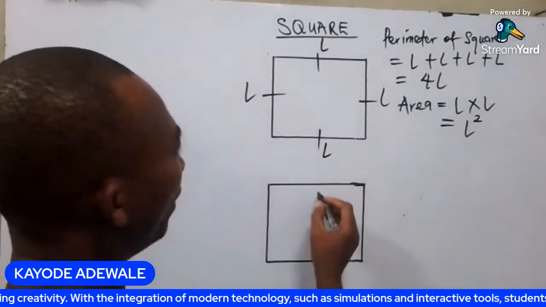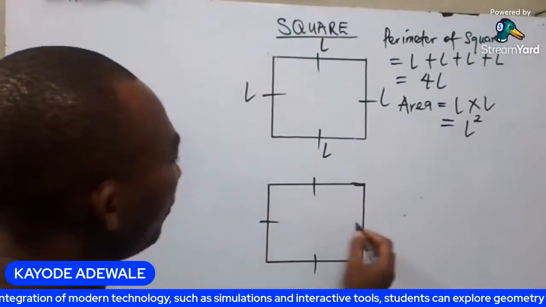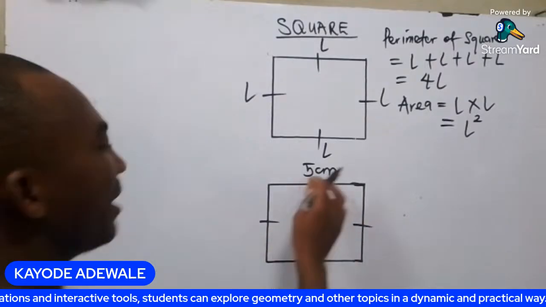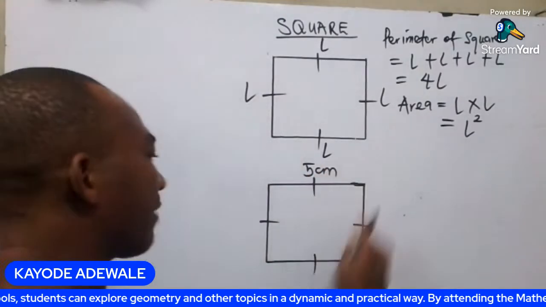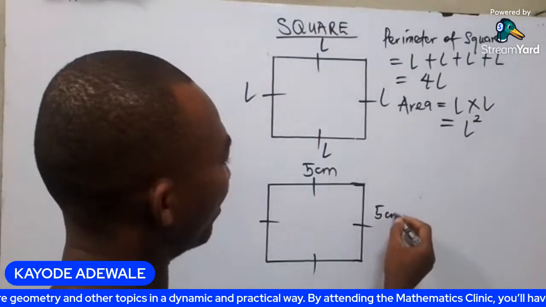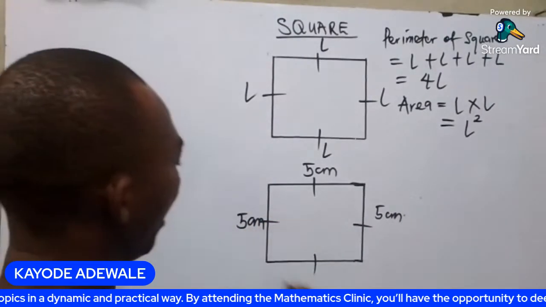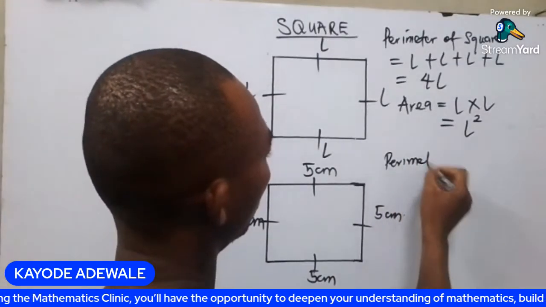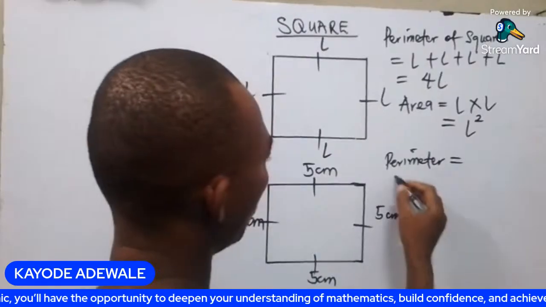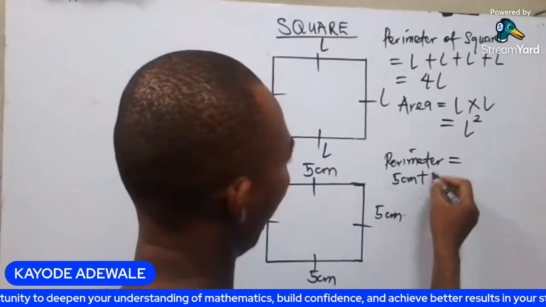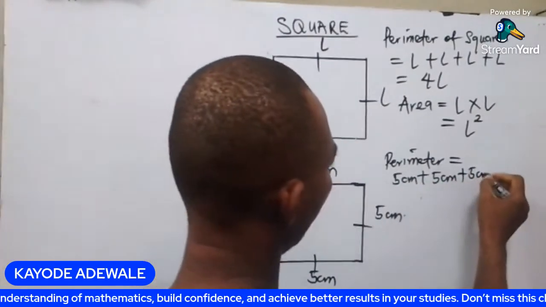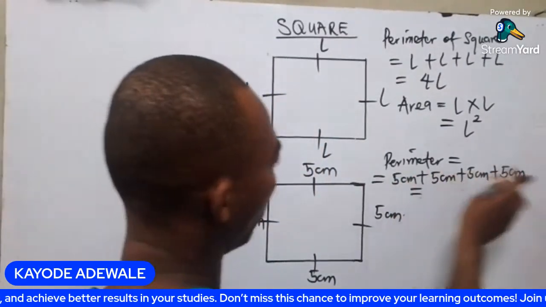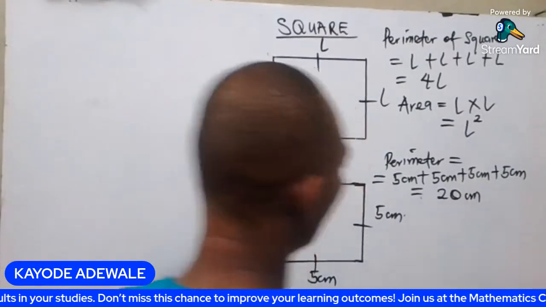Now let's see an example. Let us assume we are given a square that has the length as 5 centimeters. Since all four sides are equal, this is also 5 centimeters, this is also 5 centimeters, this is also 5 centimeters. So let's look at the perimeter now. The perimeter will be 5 centimeters plus 5 centimeters plus 5 centimeters plus 5 centimeters, which gives us 20 centimeters. So that is the perimeter.